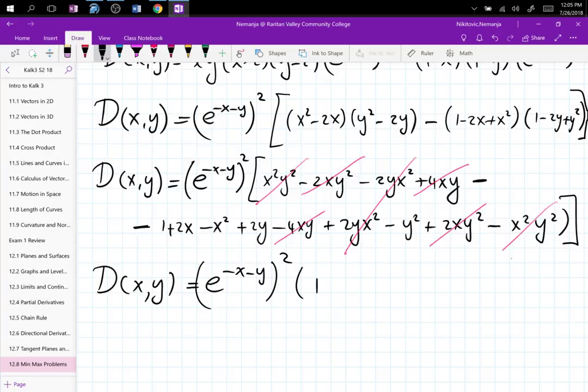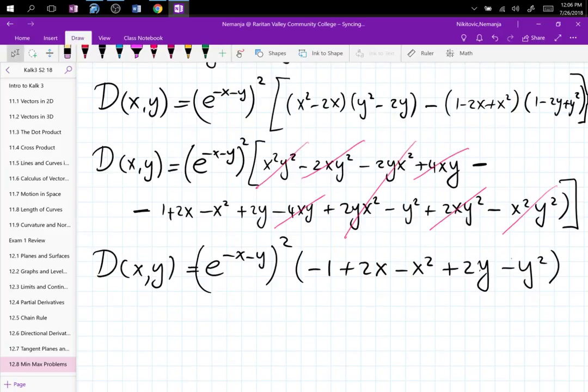1. Now it's negative 1. Negative 1 plus 2x minus x squared plus 2x. No, not 2x, 2y. Please pay attention. And minus y squared. Perfect. So the entire thing collapsed just to this one parenthesis over here. And this is the one where we are going to check our 4 points.